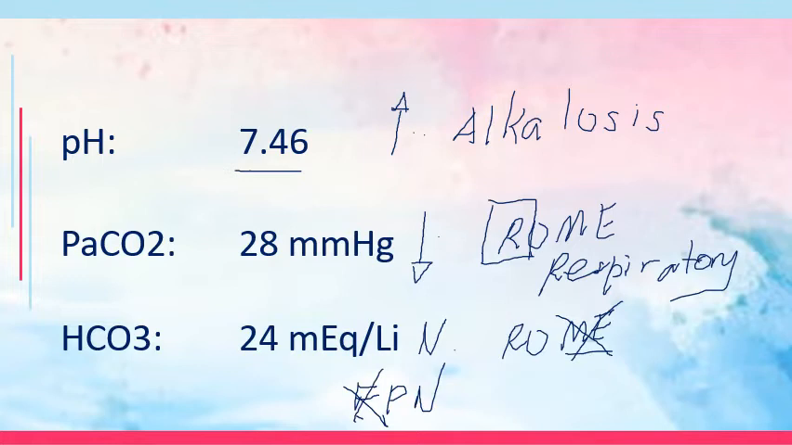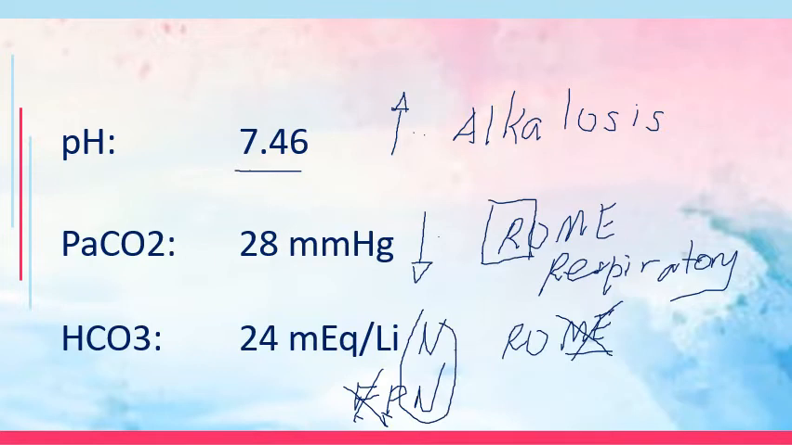We can only say that it is partially compensated if the direction of your PaCO2 and HCO3 is pointing in the same direction. In this case, PaCO2 is pointing downwards, so HCO3 should be pointing downwards for us to say that there is compensation. Is it pointing downwards? In this case, it's not. So there is no partial compensation. Now, the last check. Will there be no compensation? As you can see, HCO3 is normal. Hence, there is no compensation.